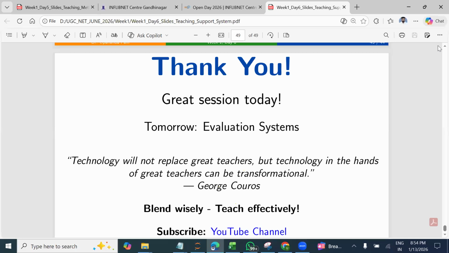Now let me finish with a quotation. Technology will not replace great teachers, like for example AI, but technology in the hands of great teachers can be transformational. So this is a very important, very nice quote, which says you have to blend wisely, teach effectively.